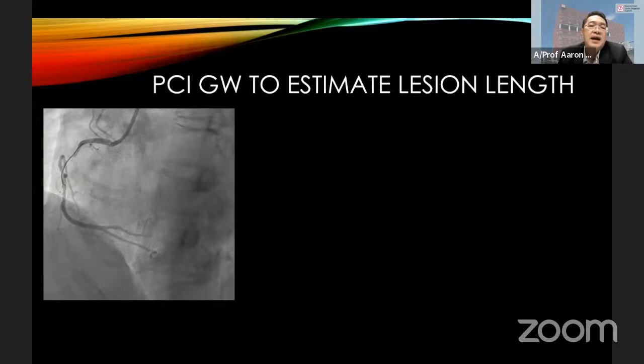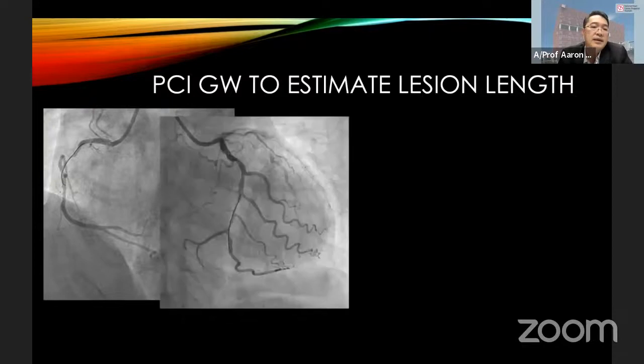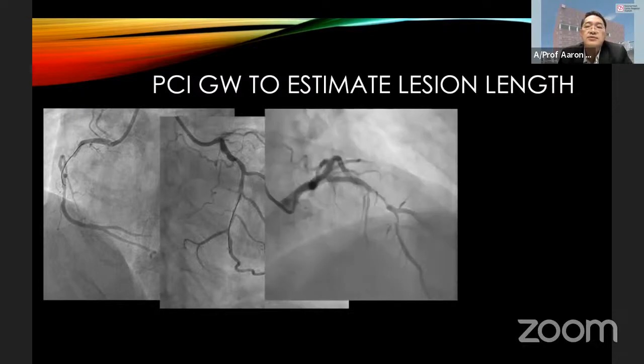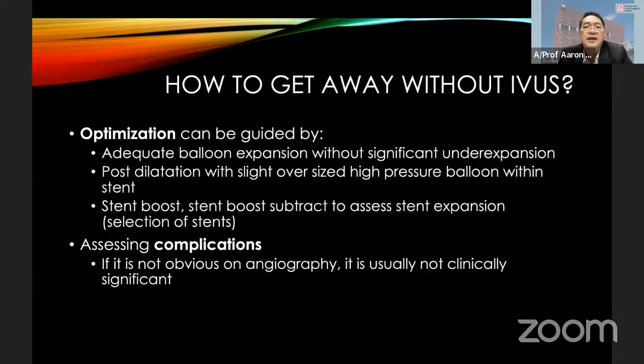And PCI guide wire to estimate the lesion length. This is one of the example non-left main measurements to estimate how long the lesion is and the length of stent that you can use. This is LAD lesions here.